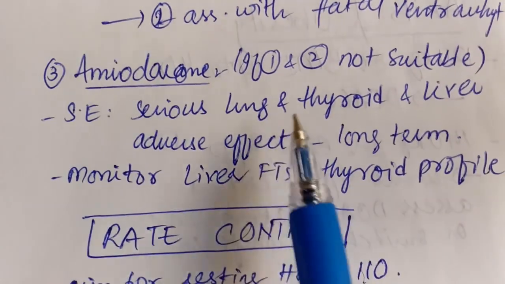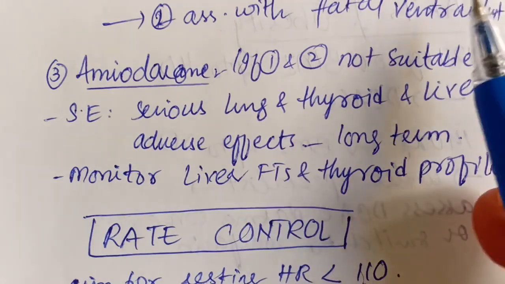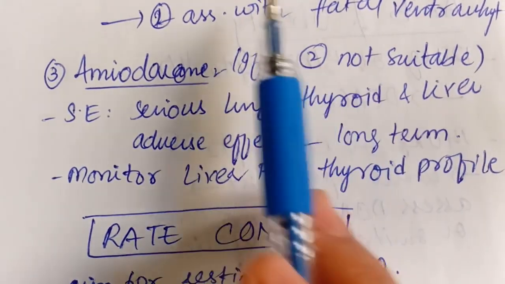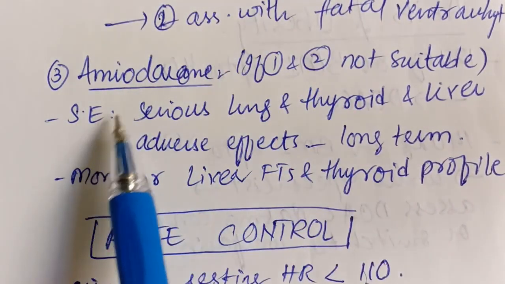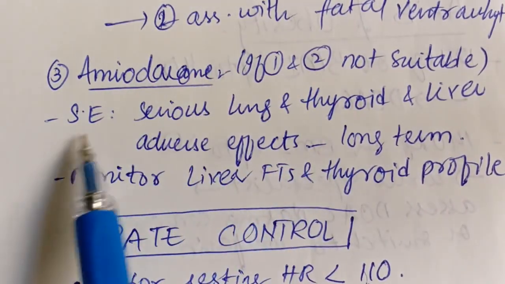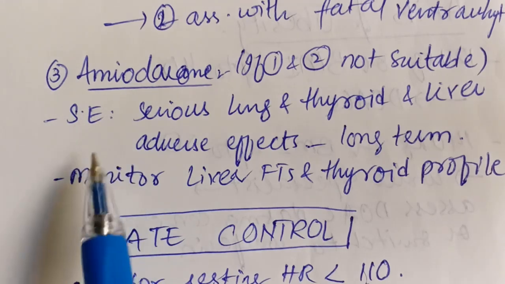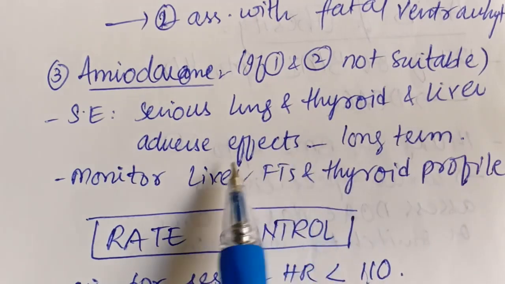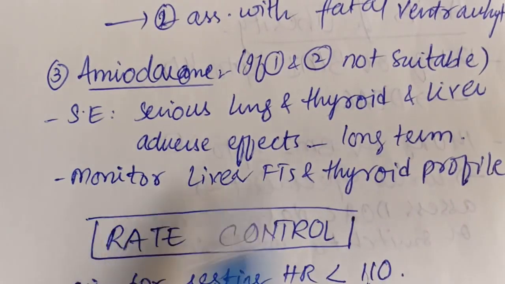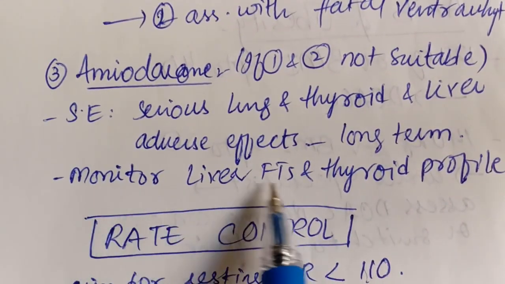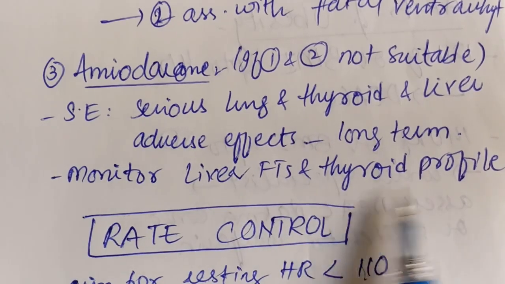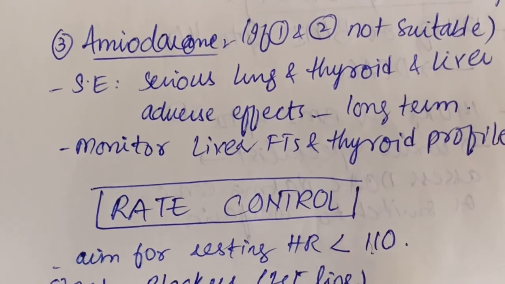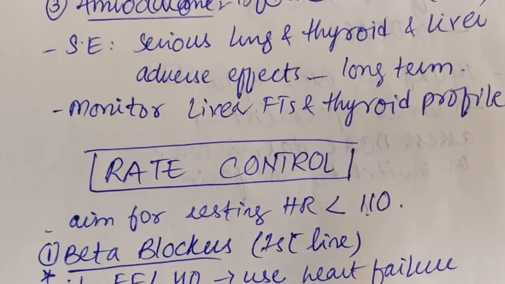Now, if one and two, sotalol and flecainide, both of them are not suitable due to their comorbidities, we are going to go for amiodarone. But the side effects of amiodarone when used long term are serious lung, thyroid and liver adverse effects. So we have to monitor the liver function tests and thyroid profile when the patient is on long-term treatment with amiodarone.